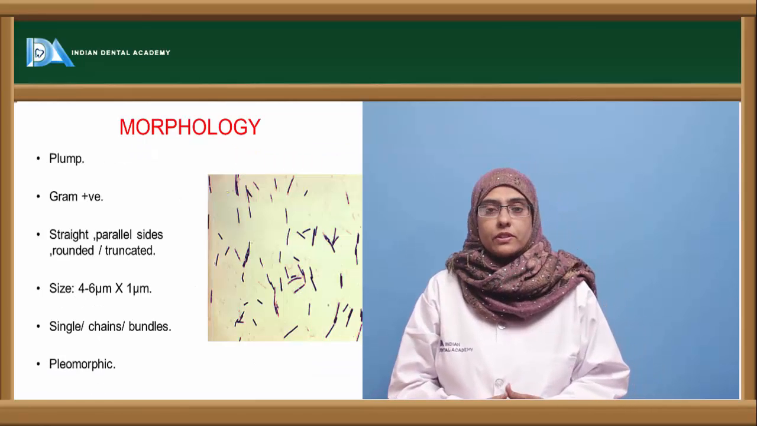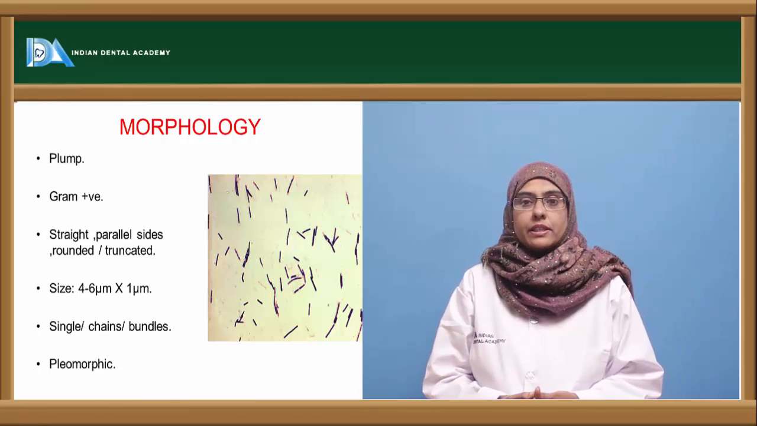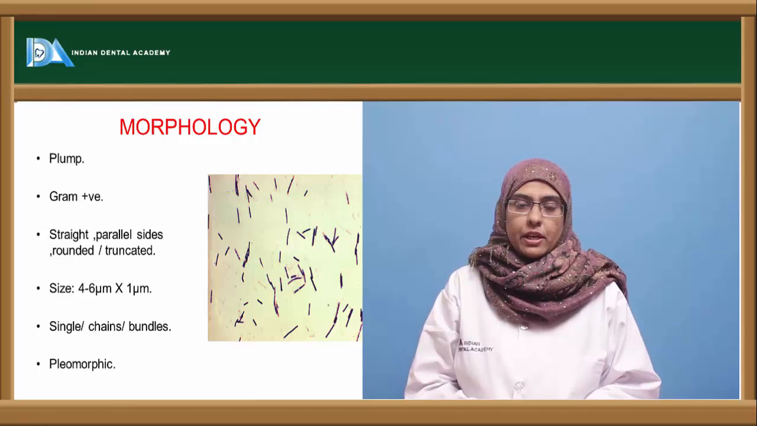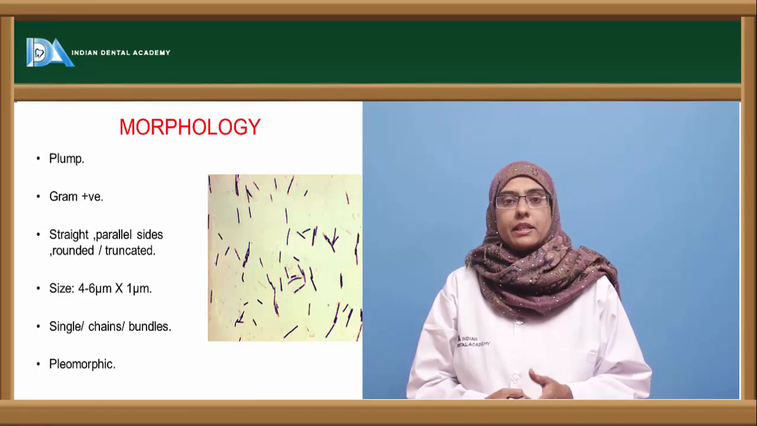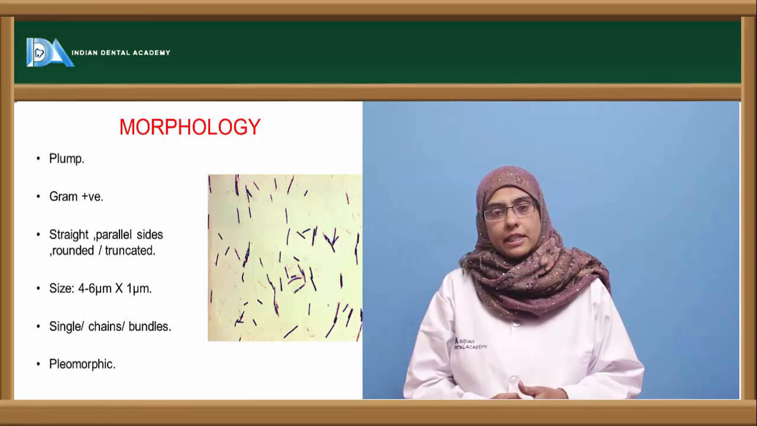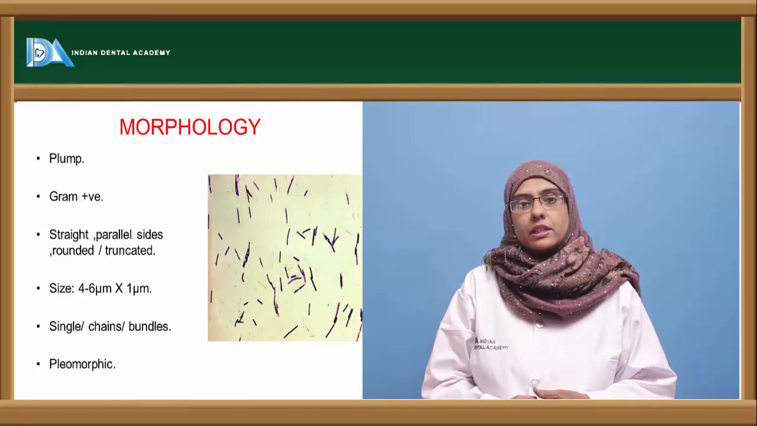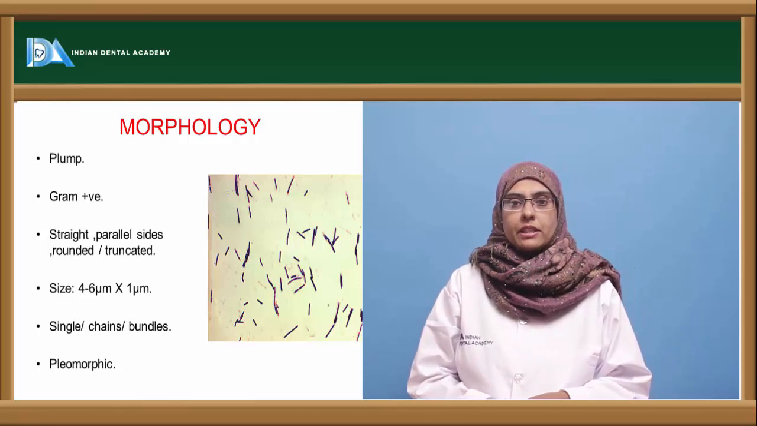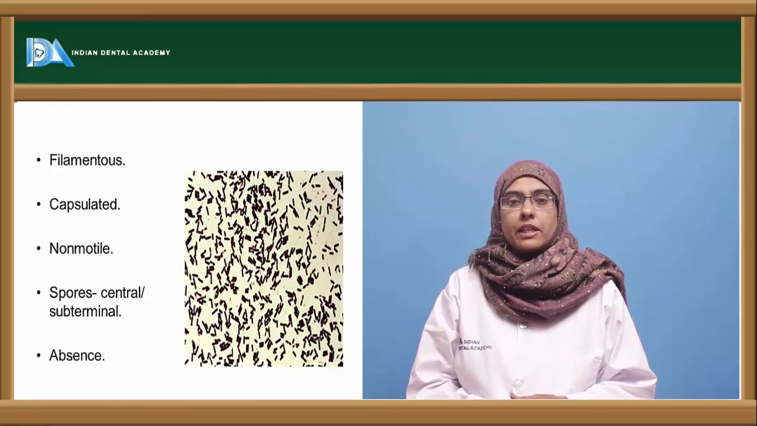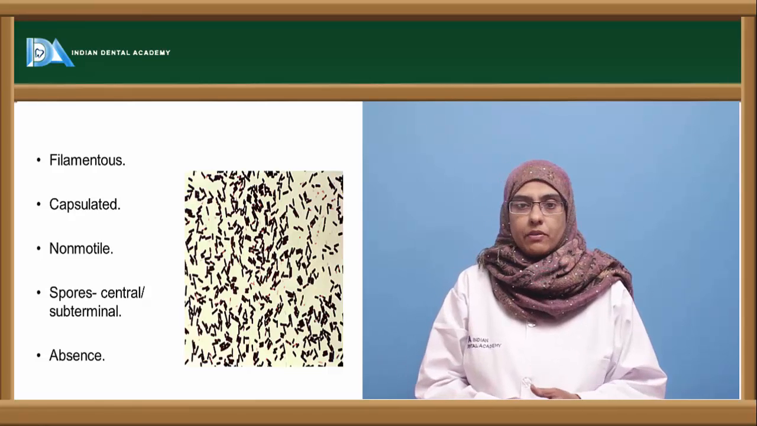Coming to the morphology of this organism, these organisms are plump, gram-positive, and they are straight with parallel sides, rounded and truncated ends, measuring about 4 to 6 micrometers in length and 1 micrometer in diameter. And they can occur singly or in chains or in bundles. Most of these species are pleomorphic in nature. They show filamentous morphology, and apart from that, involution forms are usually common in this type of organism.